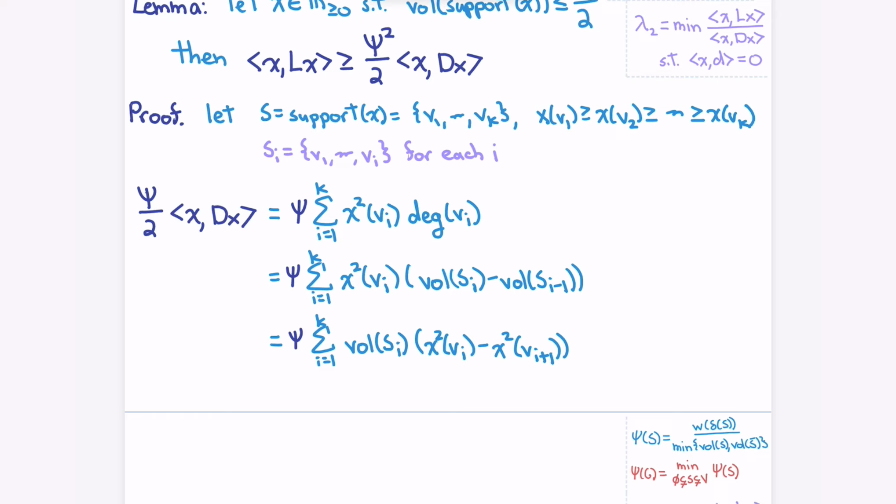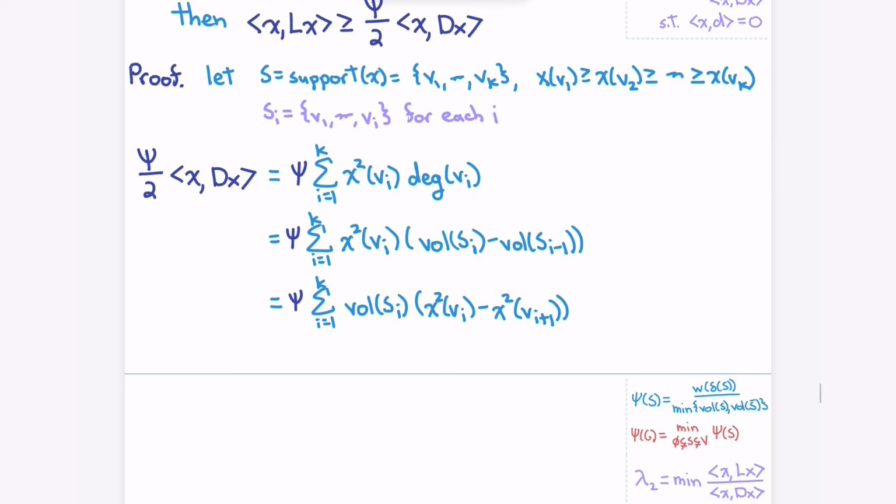So what do I know about phi times volume of S_i? It's at least the value of the cut because of conductance. I also forgot to mention that the volume of our support is assumed to be small, at most half of the volume of the entire graph. That's important because conductance always looks at the smaller side. Here I'm just calling a set small if the volume is at most half.